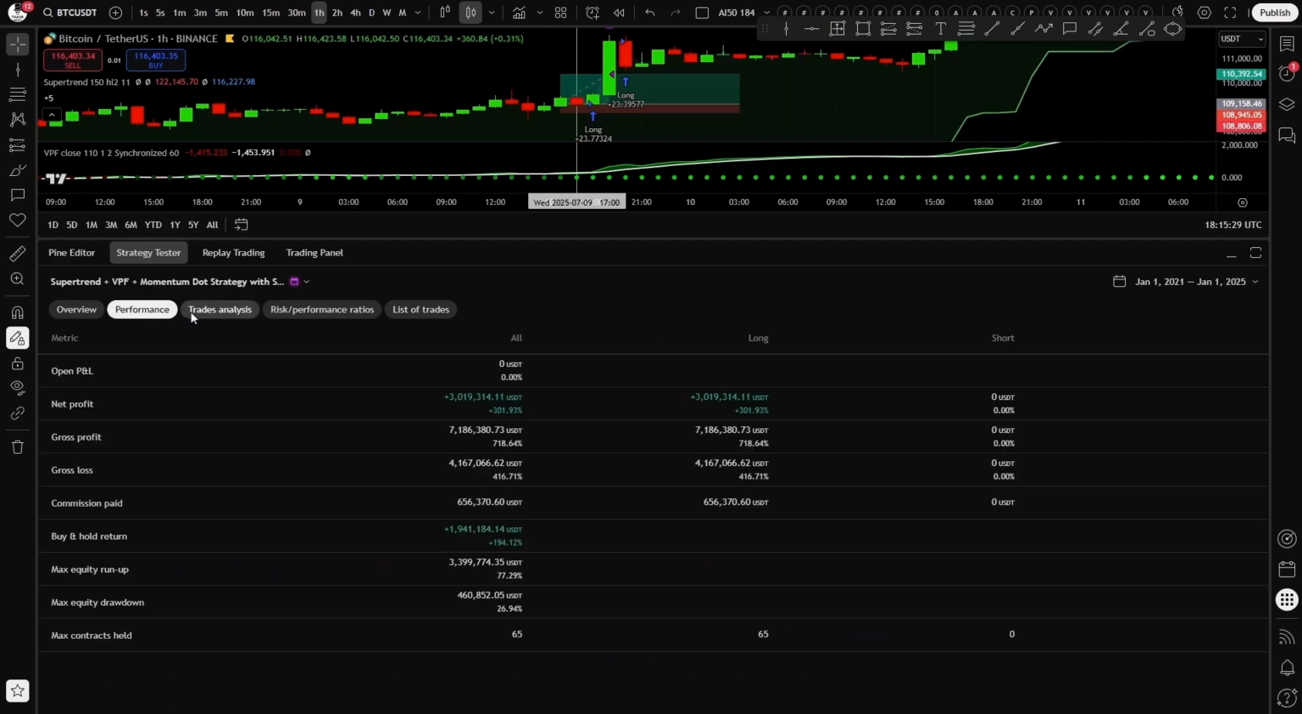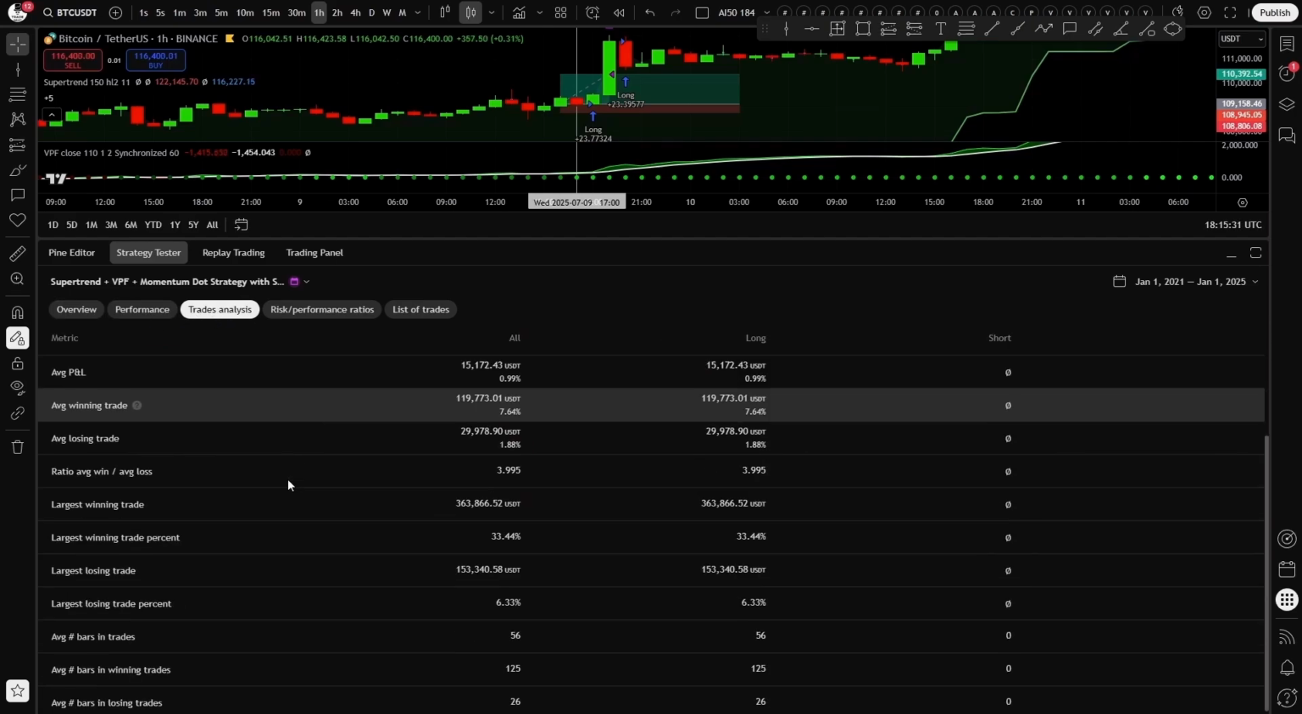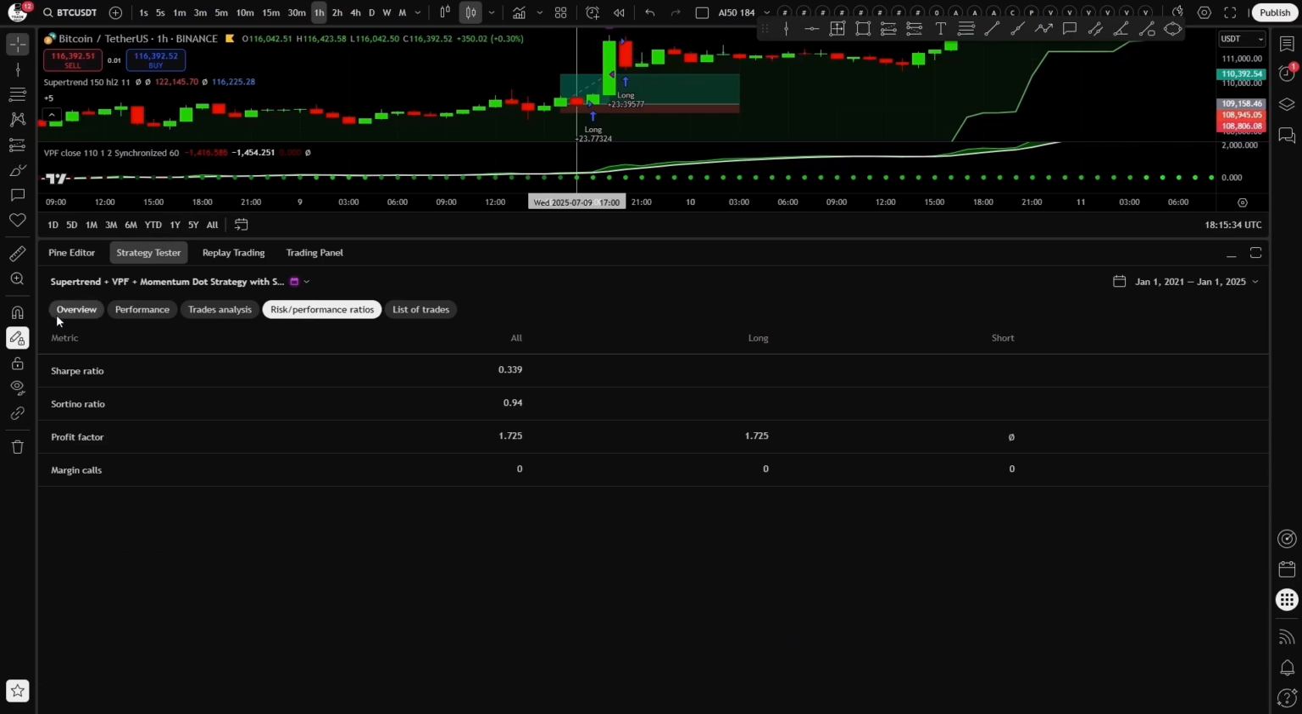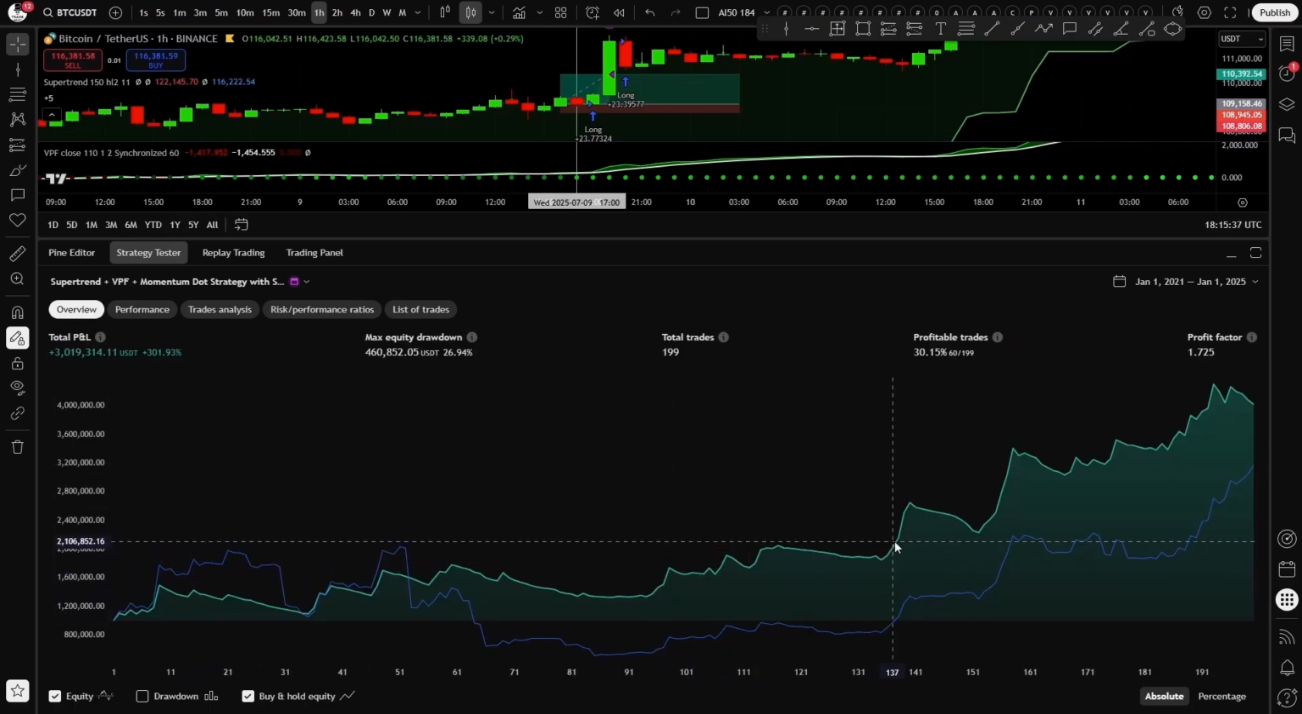Here are the performance metrics, the trade analysis, and the risk performance ratios. This equity curve is not the best I've seen, but it outperformed the buy and hold, which you can see with this blue line right here. So this strategy potentially could be a good one.